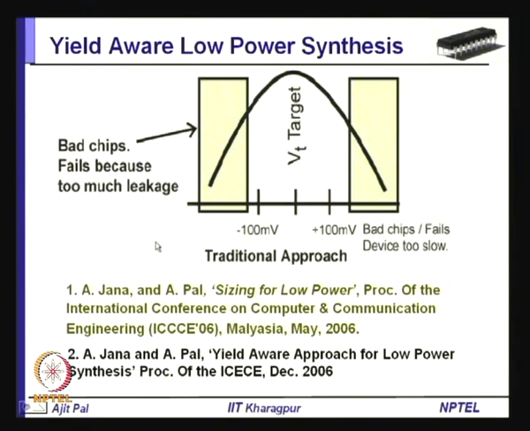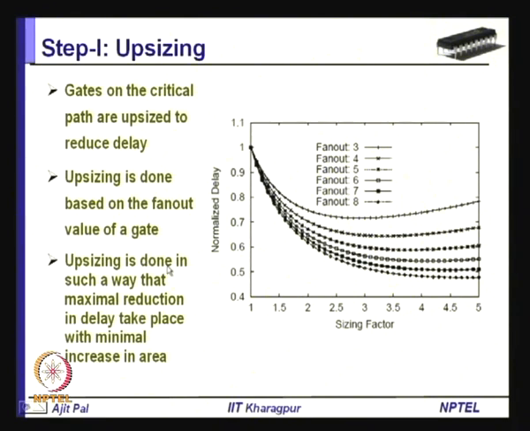So let us see the basic approach, the steps of this approach. Step 1 is upsizing. That means gates on the critical path are upsized to reduce delay, but it is not done by upsizing all the gates uniformly. Upsizing is done based on fan out of the gate, because some experiment was carried out.